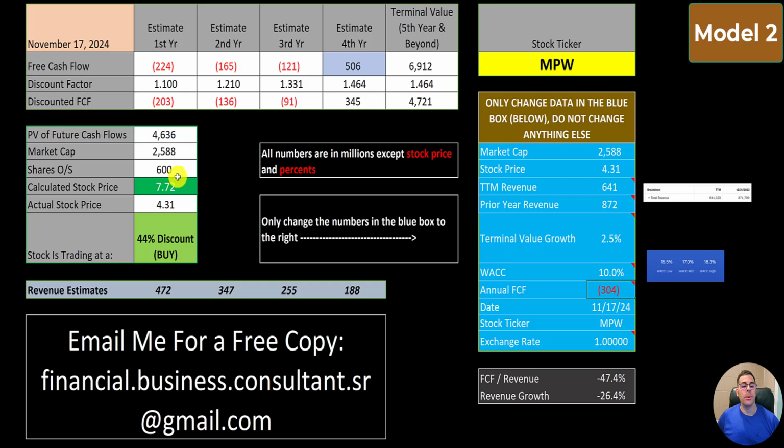Now the stock price is worth $7.72. It's trading at a 44% discount. If you're really bearish on this company and you don't think they're ever going to get positive free cash flow, just don't buy the stock. And there's no need to do a DCF or short the stock. There's lots of things you can do to massage the model to get a different value.